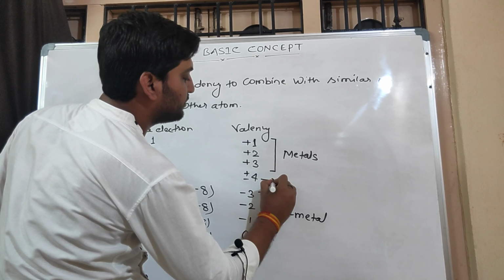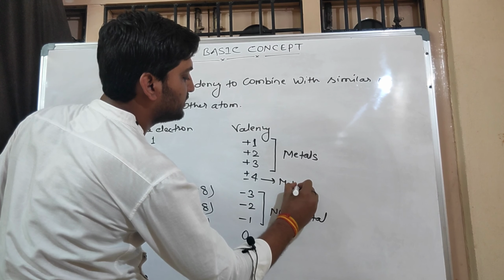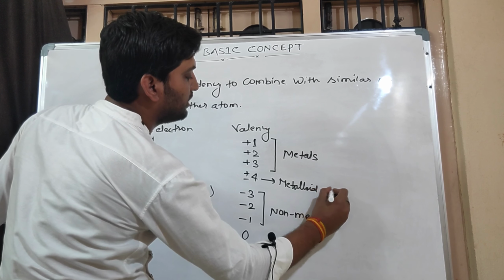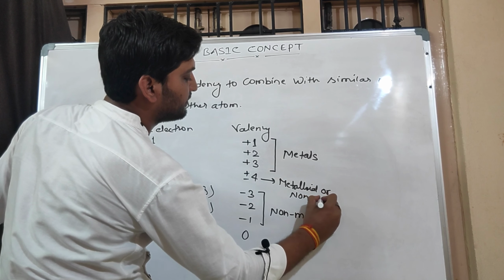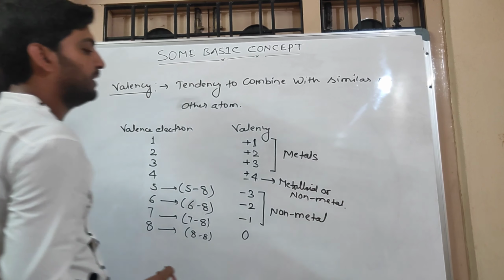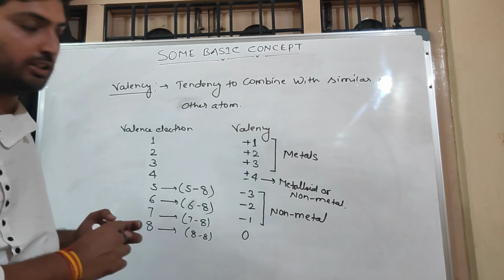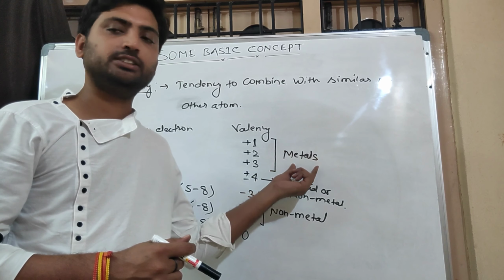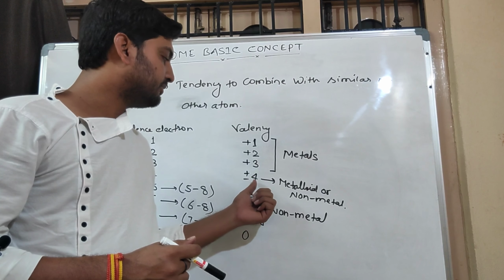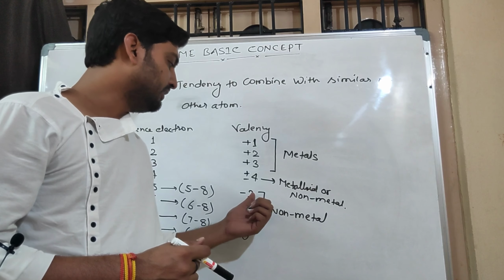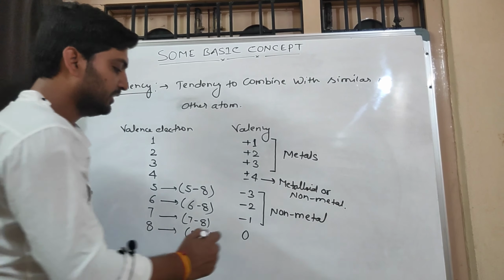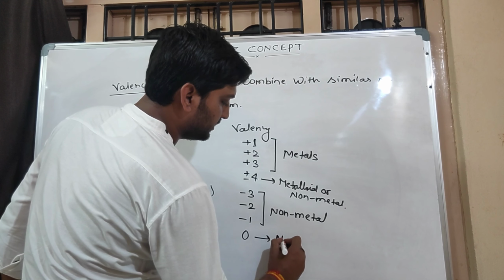And this plus minus 4 may be metalloid or non-metal. Plus minus 4 means metalloid or non-metal. It means plus 1 valency, plus 2 valency and plus 3 valency are metals. Plus minus 4 is metalloid or non-metal. Minus 3, minus 2 and minus 1 are non-metal, and 0, this group is called noble gas.